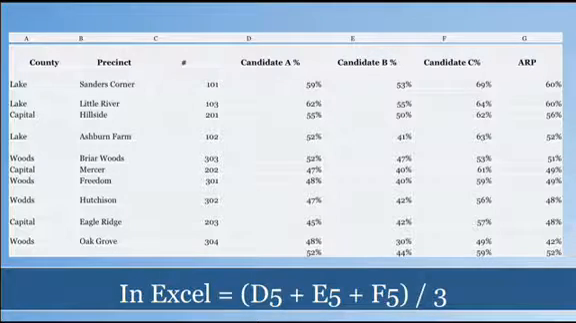So we're going to want, in this example, to focus more attention on Sanders Corner and Little River than we are on Eagle River or Oak Grove, because simply put, it's not going to work there. And in the example on the screen, you'll see at the bottom, the average Republican vote ends up to be 52%. So this is a winnable district.